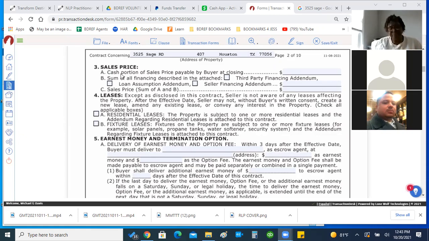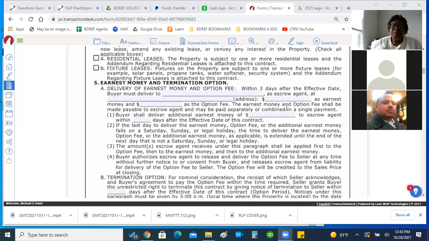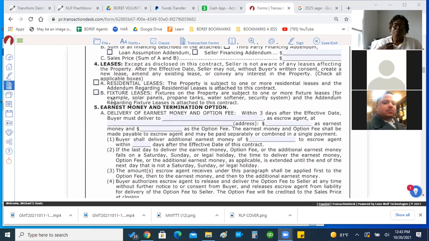Again, this could be third party financing. Most of you aren't really seeing a lot of loan assumptions or the seller financing addendum. So, all right, the leases.